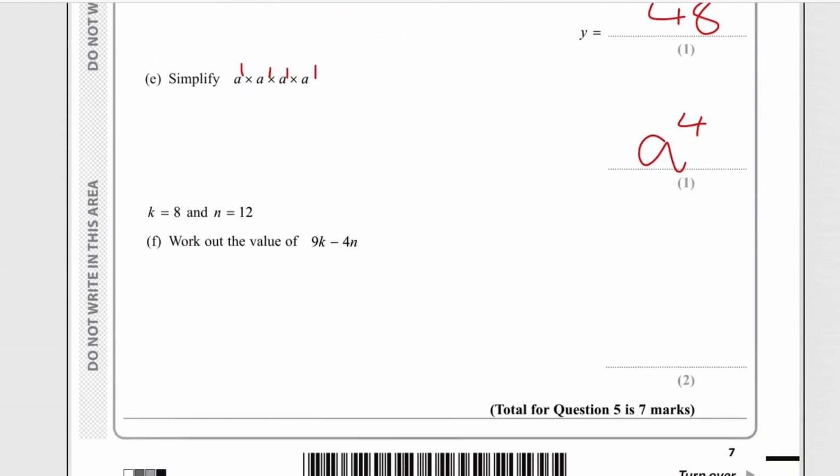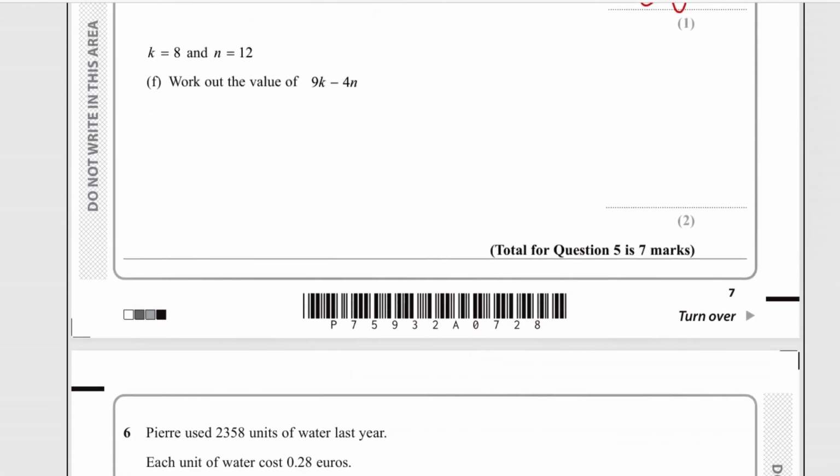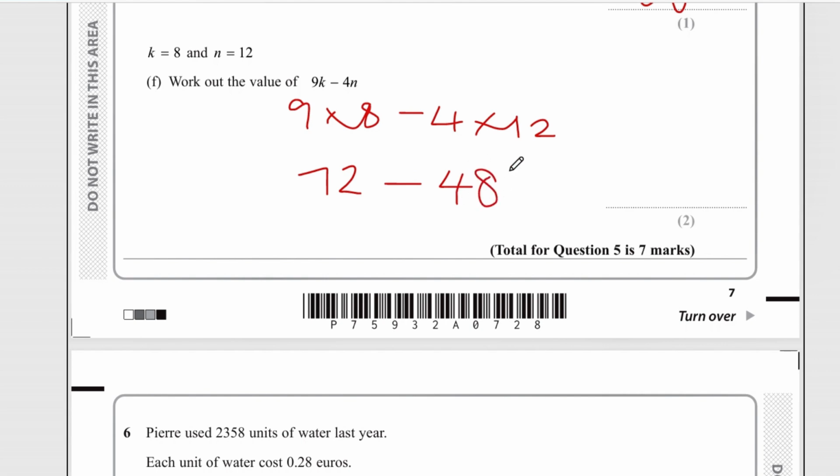Then we go to this one, 9k minus 4n. So 9k means 9 times k. So if k is 8, you're doing 9 times 8 minus 4n, which is 4 times 12. So subtraction is last. 9 times 8 is 72. 4 times 12 is 48. So you're looking at 72 minus 48. And the answer is 24.